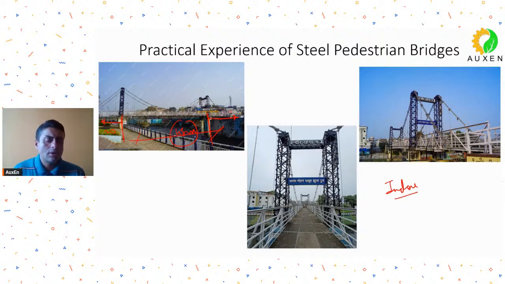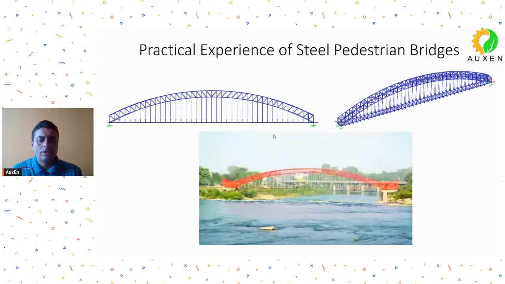No, it's not that big. No, no, it is smaller. I think it is 30 and 15 maybe. So it's a small looking suspension bridge in Indore, and I think it is the only suspension bridge that we have in Indore as of now. Then this was a bridge that we had done in Rewa, Madhya Pradesh.